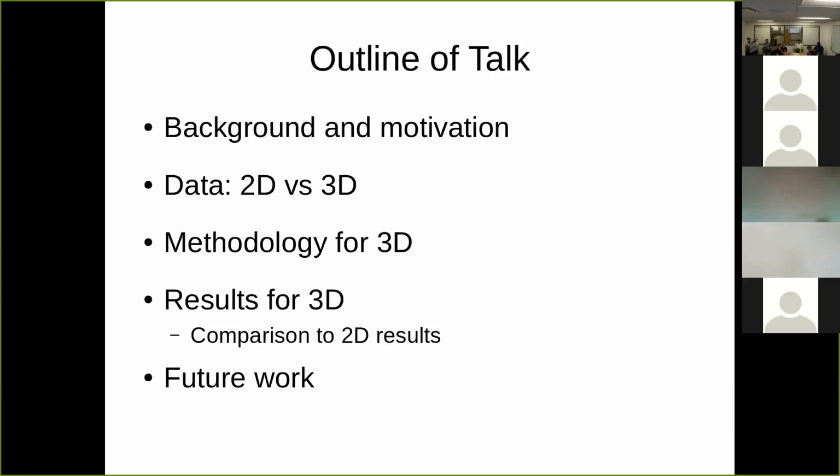For the benefit of people who might be new to this, I'll just start with the background and motivation. I won't go into that in many details, and I won't be talking about, say, PCAST or the literature and so forth, but if people have questions, please feel free to ask me. So I'll talk about the data and the differences between 2D and 3D, followed by the methodology that we're using for 3D data. And then I'll talk about the results for 3D and how this compares to 2D, and I'll end with future work.